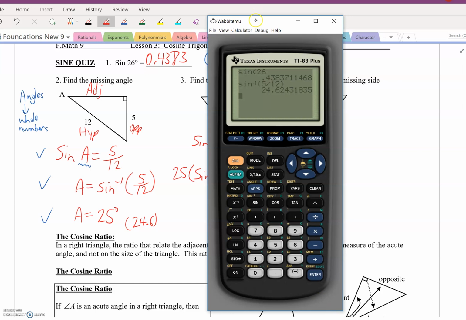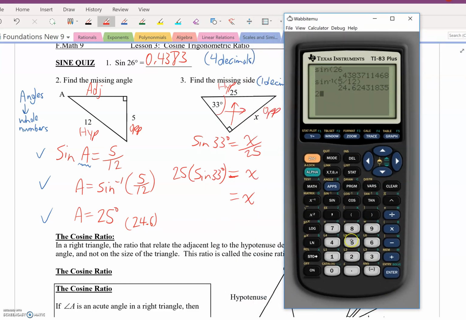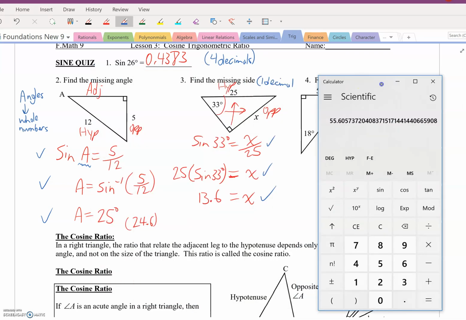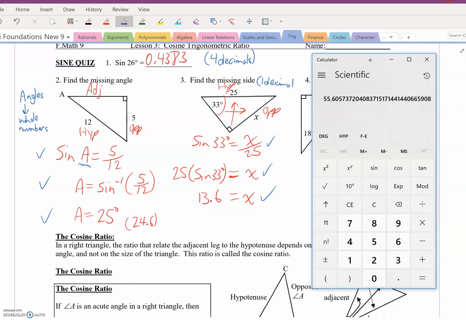And now I can type it in as I see it. 25 times sine 33 equals 13.6. For marking purposes, 1, 2, 3. And maybe I'll write them on the other side. 1, 2, 3.